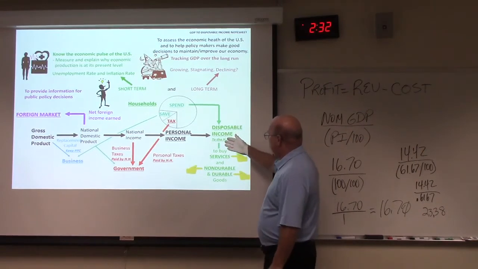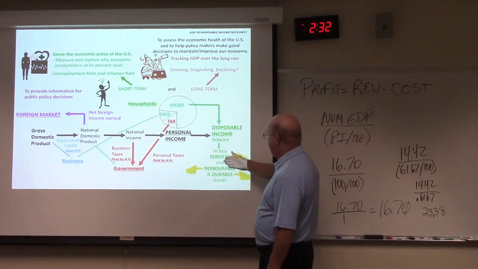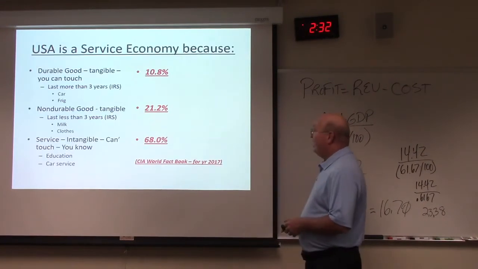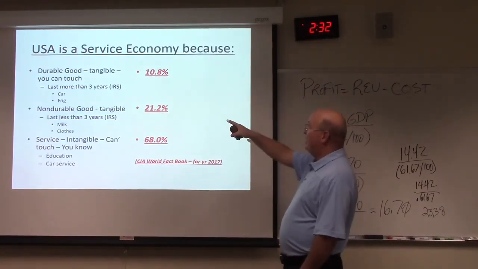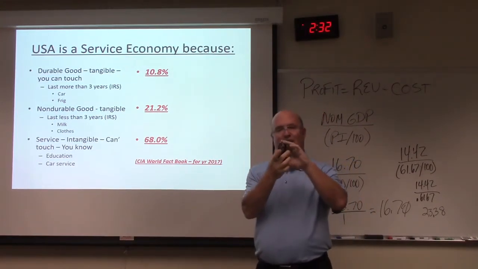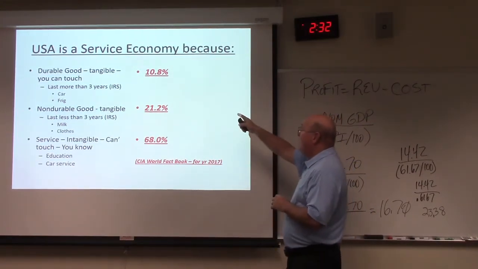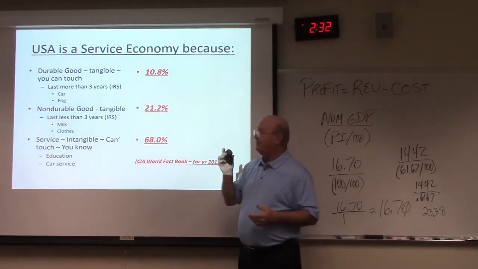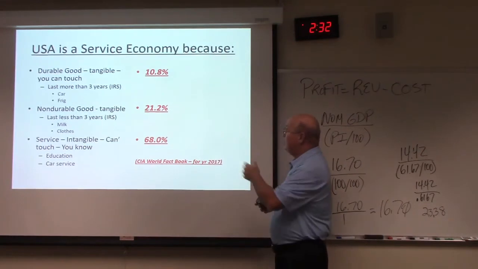Now, of course, with that disposable income, we buy services and durable and non-durable goods. Right? Now, what's the difference? Well, a durable good is something you can touch. Right? This thing right here, a durable good, I can touch it. We spend about 10.8% of all of our income on durable goods. Okay? Things we can touch.